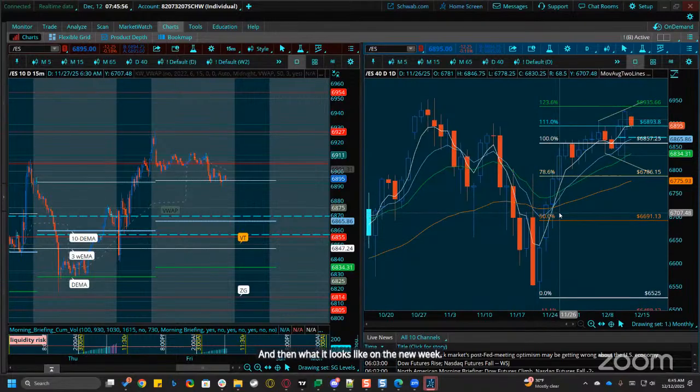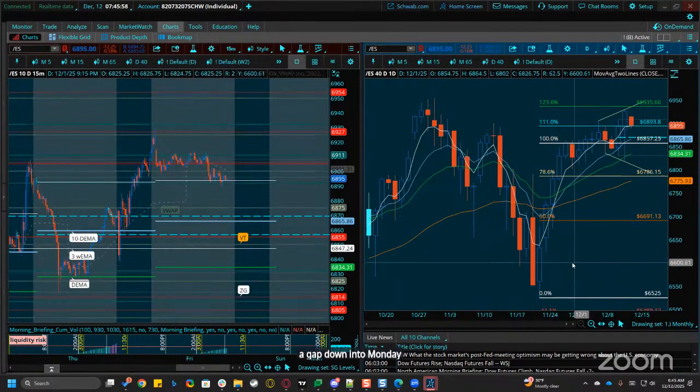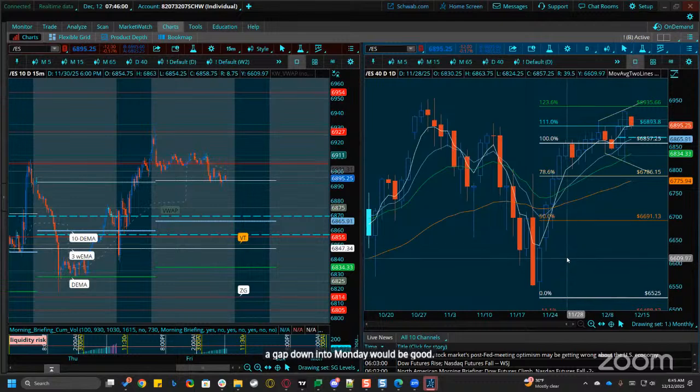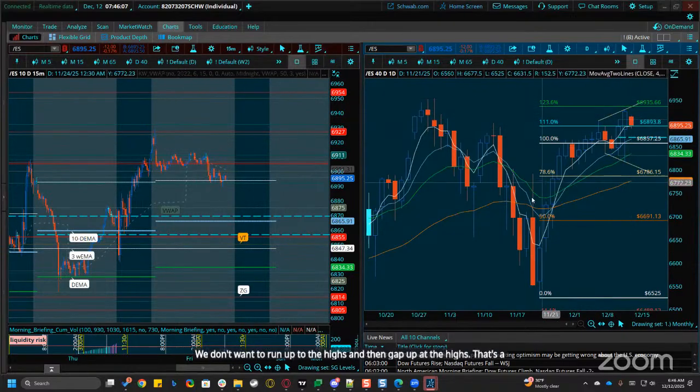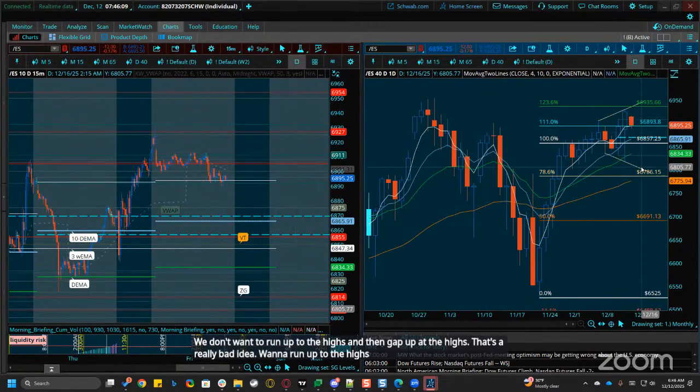A gap down into Monday would be good. It would be better than a gap up. We don't want to run up to the highs and then gap up at the highs. That's a really bad idea. Want to run up to the highs, get a gap down, and then retest the highs and break out.